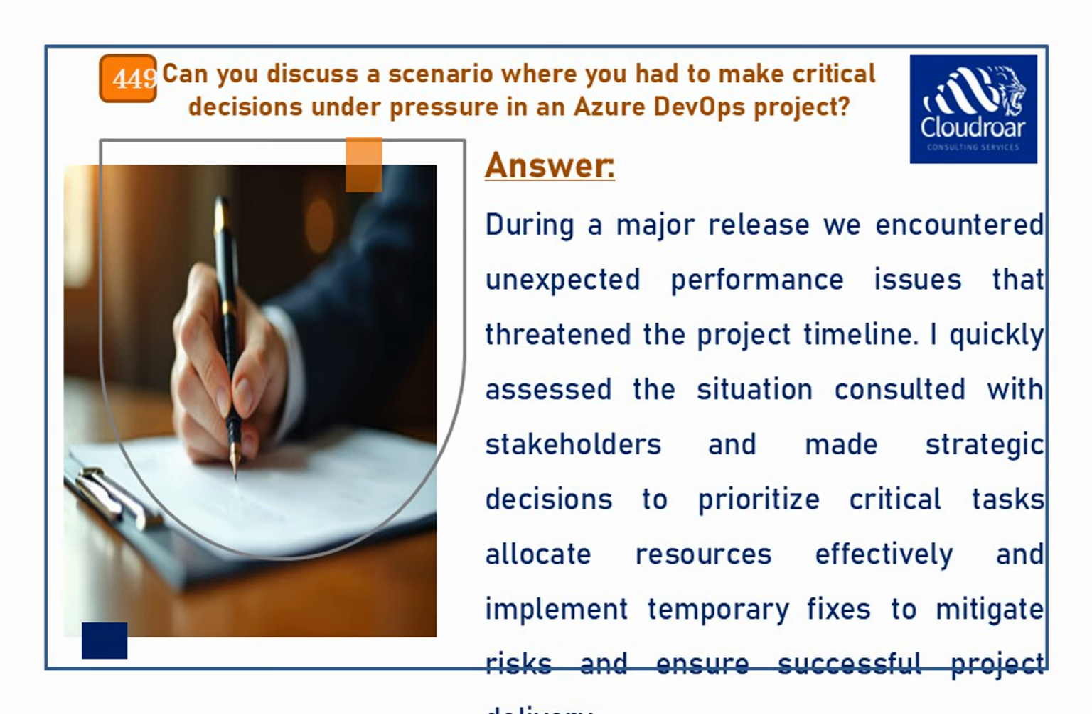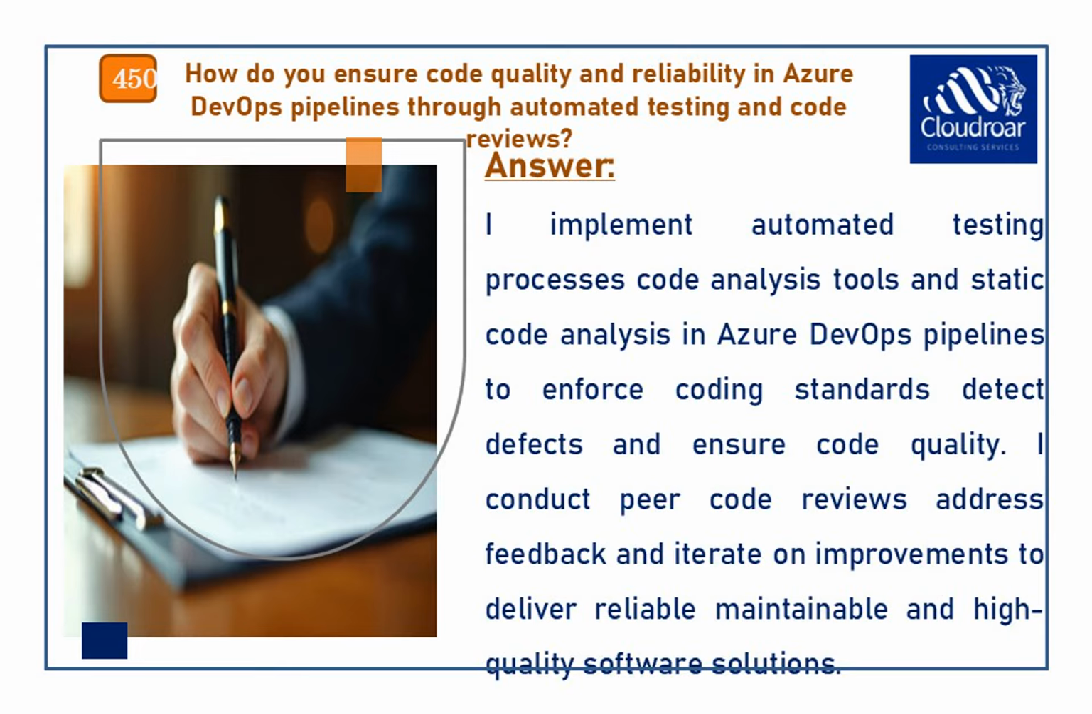Question 450. How do you ensure code quality and reliability in Azure DevOps pipelines through automated testing and code reviews? I implement automated testing processes, code analysis tools, and static code analysis in Azure DevOps pipelines to enforce coding standards, detect defects, and ensure code quality. I conduct peer code reviews, address feedback, and iterate on improvements to deliver reliable, maintainable, and high-quality software solutions.